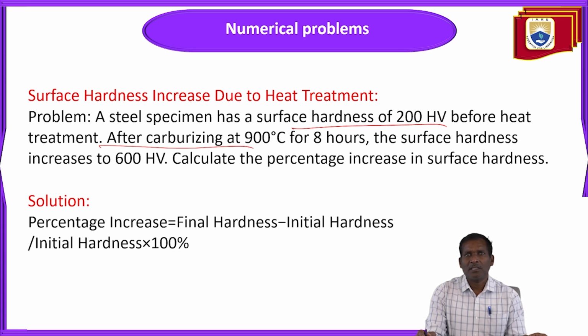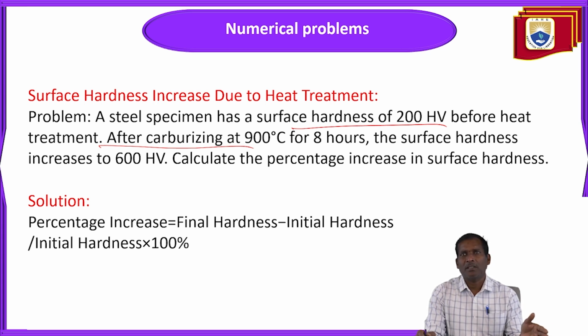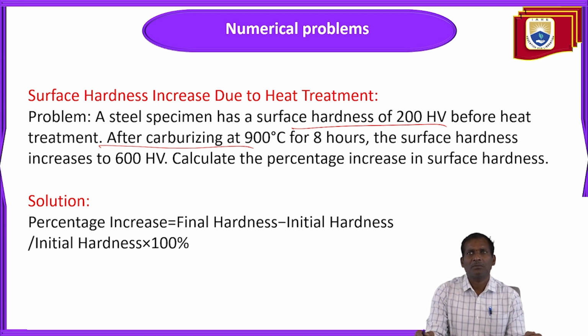So you need to calculate how much the surface hardness increased due to this heat treatment process. After carburizing at 900 degrees centigrade for 8 hours, the surface hardness increased to 600 HV. Calculate the percentage increase in surface hardness.